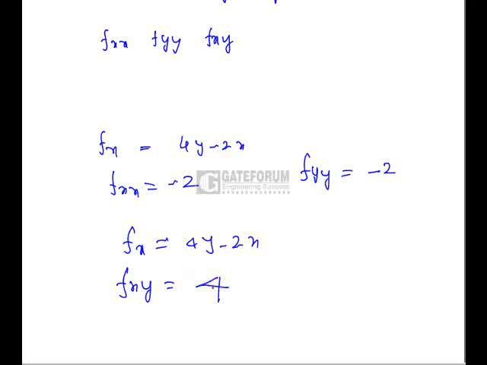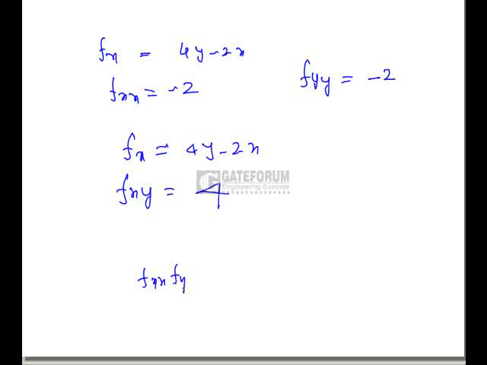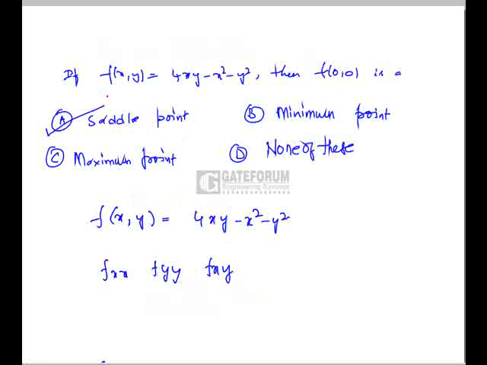Now let us take the relation f_xx times f_yy minus f_xy squared. If this is less than 0, then the function will have a saddle point. Now let us substitute the values. Minus 2 times minus 2 minus 4 squared, which is always less than 0. So the function has a saddle point, and the answer is option A.